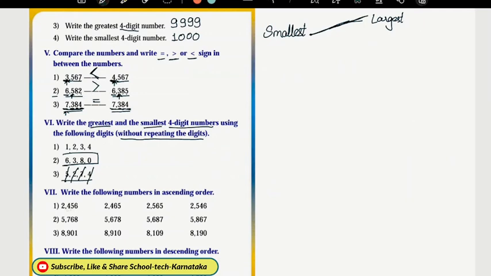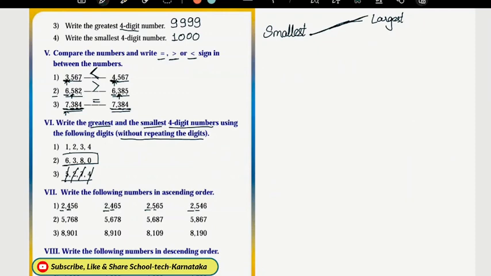Let's try to find the smallest number in the given 4 numbers. As you know, we need to check the thousands place first. We have 2 at thousands place. Since 2 is equal in all the 4 numbers, we move to our hundreds place. So here at hundreds place we have 4 and here 4. These two are equal, and the next number is 5 at hundreds place and 5.